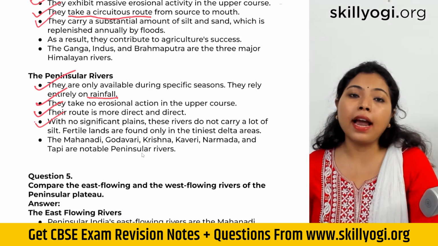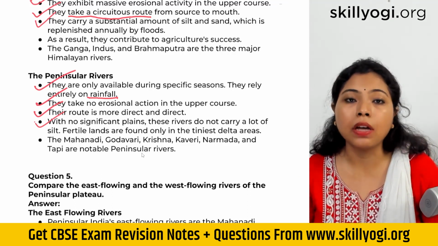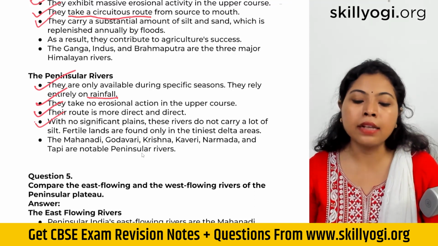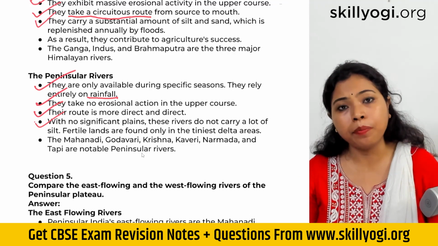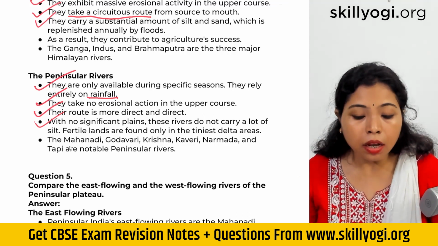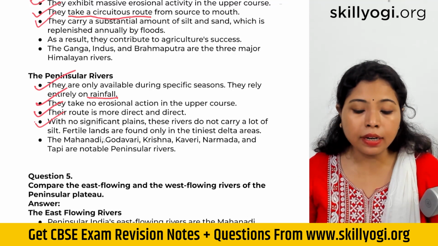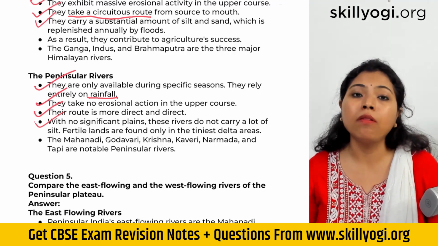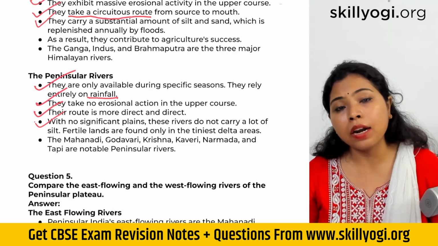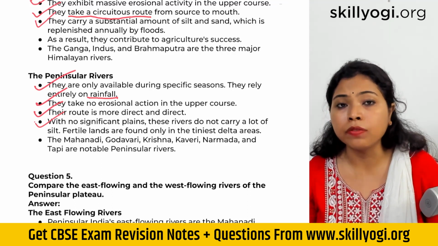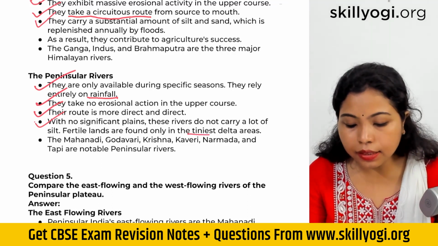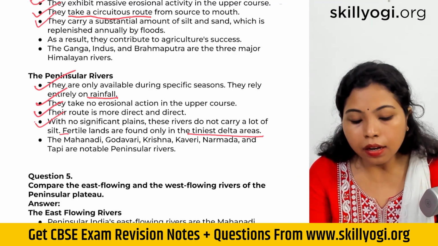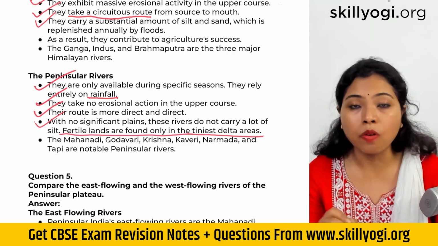So all the deposition of the river Ganga and the other Himalayan rivers has made many plains in the northern plain of India. But for the Peninsular rivers, if we observe all the river pathways, we have never found any plains made along the pathway or river basin of the Peninsular rivers. In the tiniest delta areas, fertile lands are found only in very small amounts.